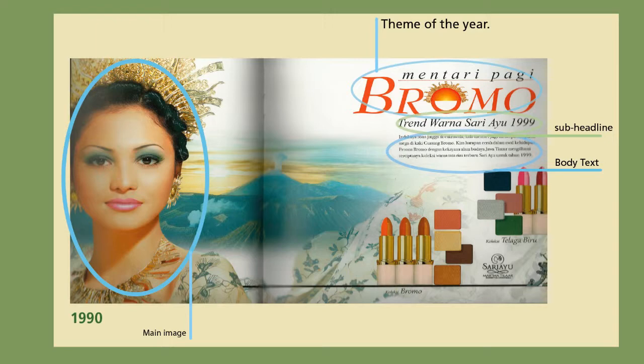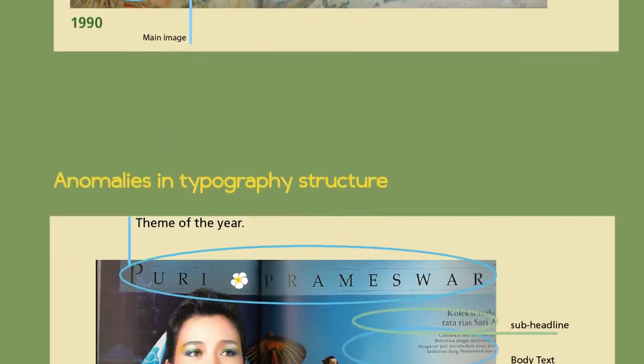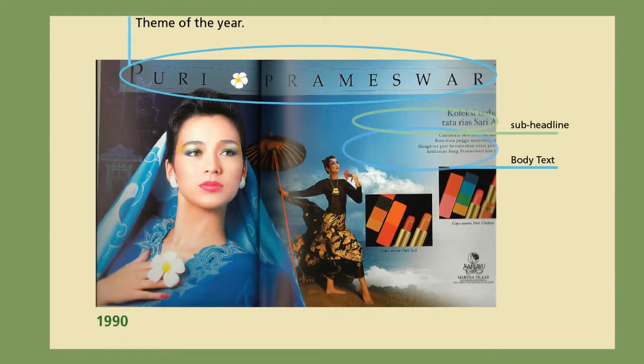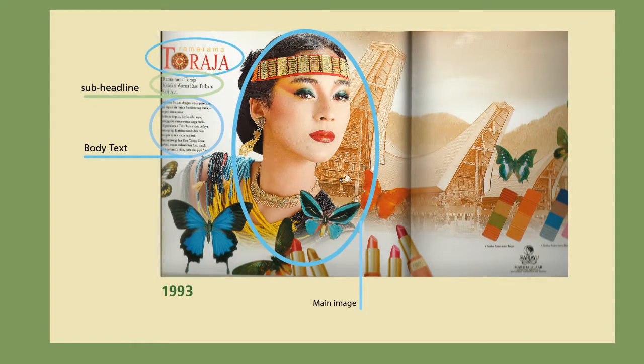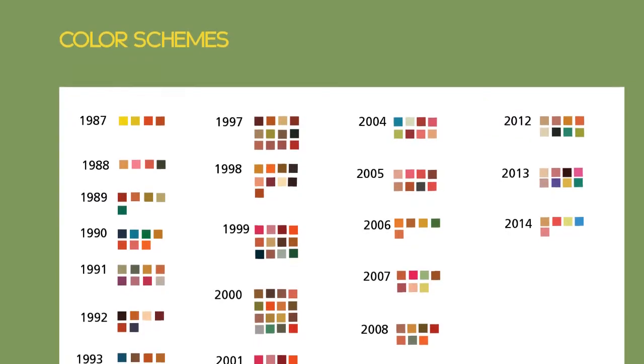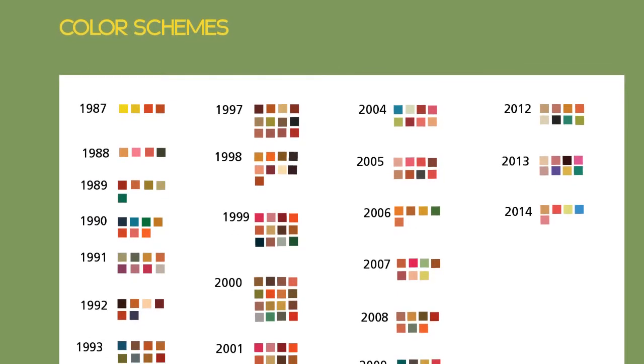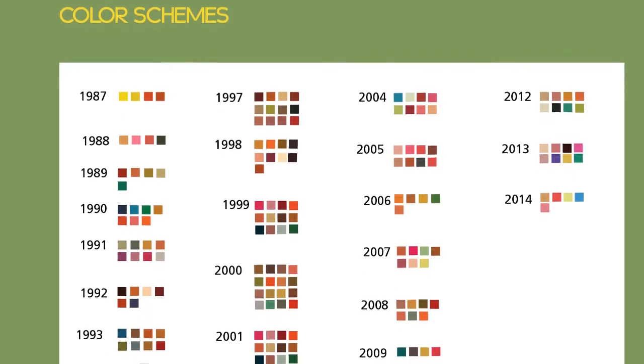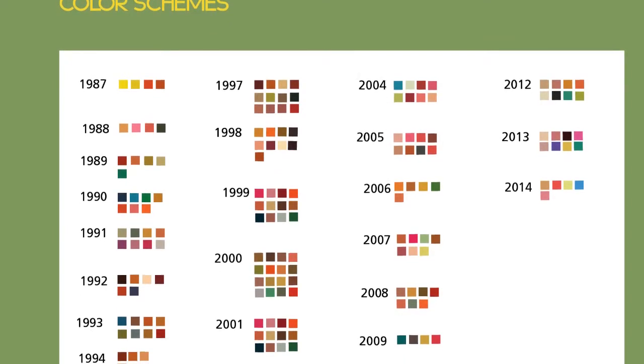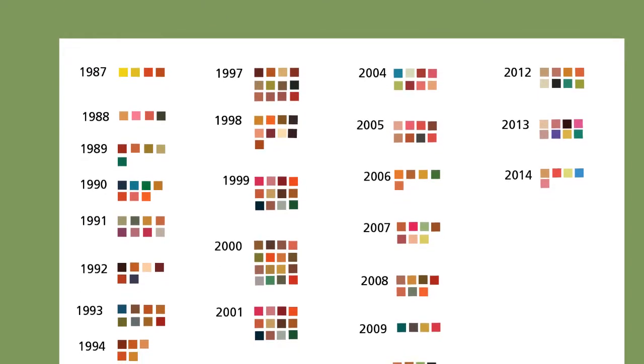As for typography structure, Sari Ayu always uses the same structure except in 1990, where they put the headline across from the recto to the verso page, and in 1997, where they put the main image, the headlines and the body text on the recto page. In an effort to stay true to its yearly theme, Sari Ayu always features specific colors taken from each culture or theme. Thus, every year there are different color schemes for the advertisement.